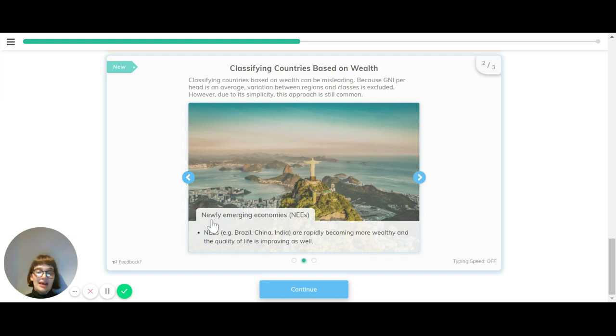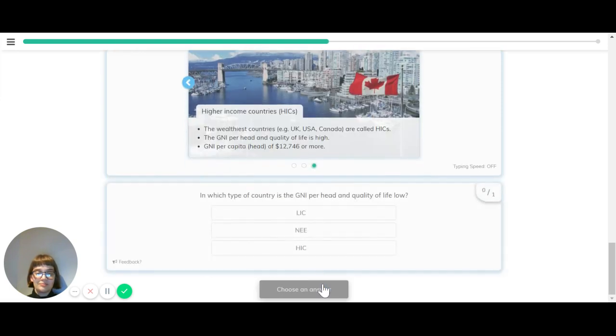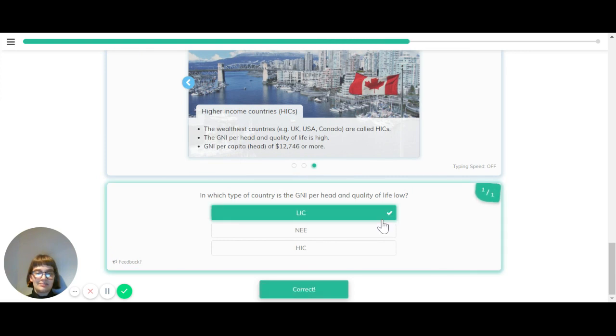Newly emerging economies, NEEs, such as Brazil, India and China, are rapidly becoming more wealthy and the quality of life is improving as well. Higher income countries, HICs, the wealthiest countries in the world, such as the UK, USA and Canada, are called HICs. GNI per head and the quality of life is high, and GNI per capita is $12,746 or more. In which type of countries is GNI per head and quality of life low? It's in LICs.